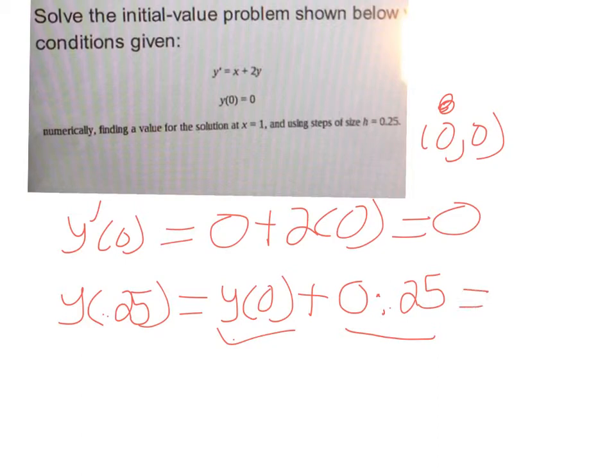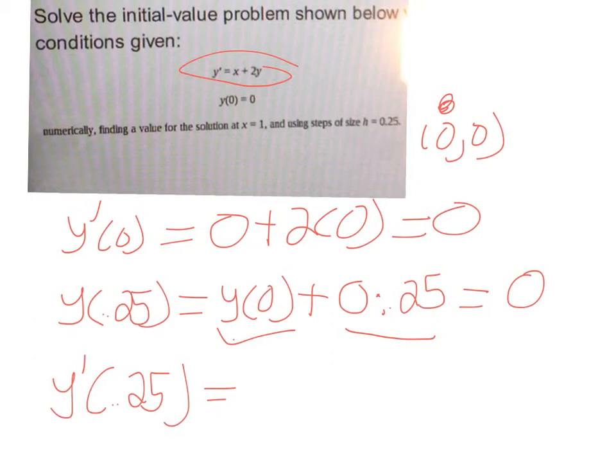In any event, the height we're estimating at x equals 0.25 will actually equal the height at x equals 0 because the slope was 0. So we're estimating at x equals 0.25 the height is also 0. Now things will get a little more interesting. We're going to figure out the derivative at 0.25. To do that, we use our derivative formula: take our current x value, 0.25, and add to it twice the current y value, which happens to be 0. And we'll get 0.25.